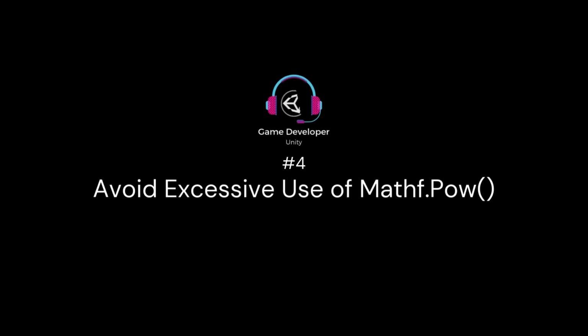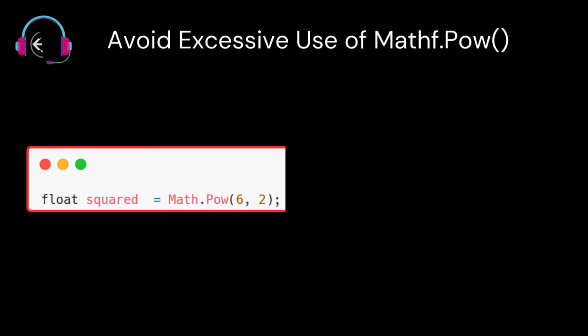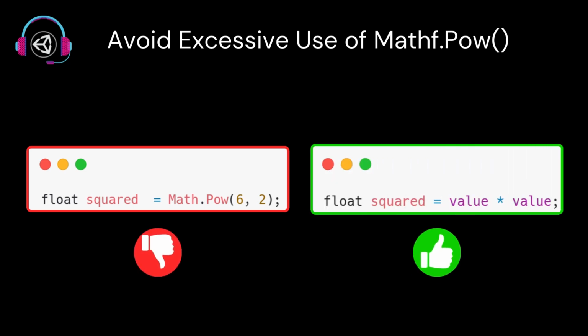Tip number 4: avoid excessive use of Mathf.Pow. Mathf.Pow is slower than other arithmetic operations like multiplication or addition. If you only need to square a number, use multiplication instead.